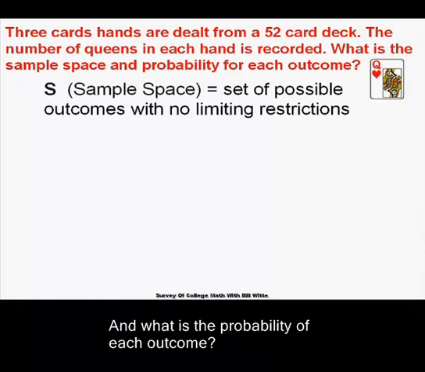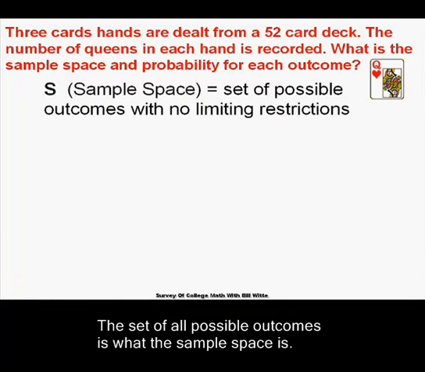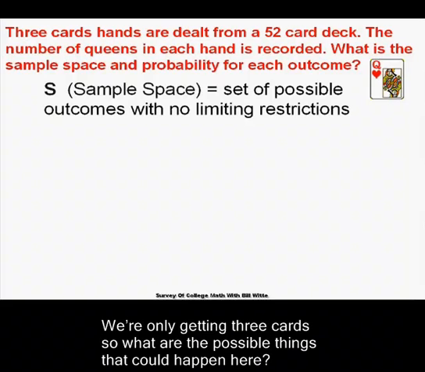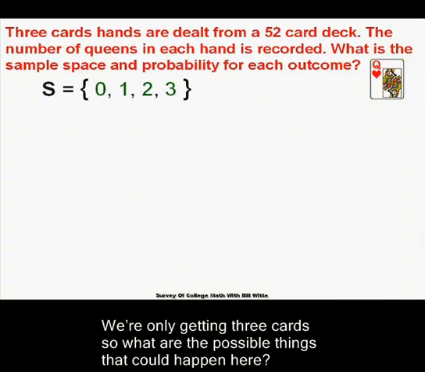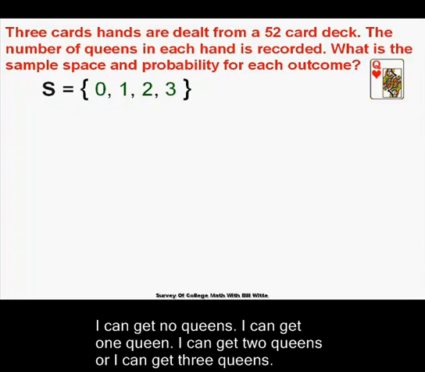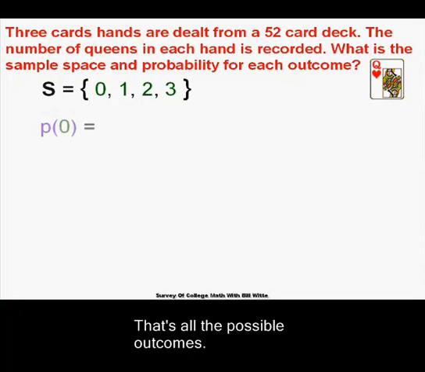Well, the sample space is the set of all possible outcomes with no restrictions. And we remember we dealt 3 cards and we're counting the queens. So the possible things that can happen are we can have no queens, we can have 1 queen, we can have 2 queens, or we can have 3 queens. We only have 3 cards. So let's do the 4 possibilities.